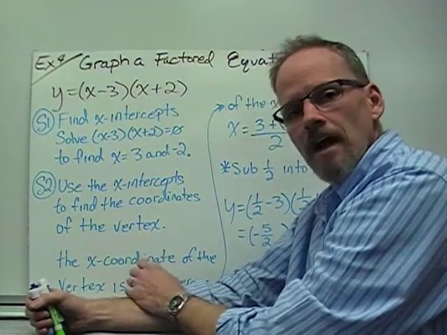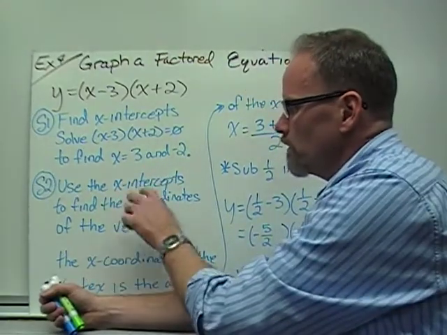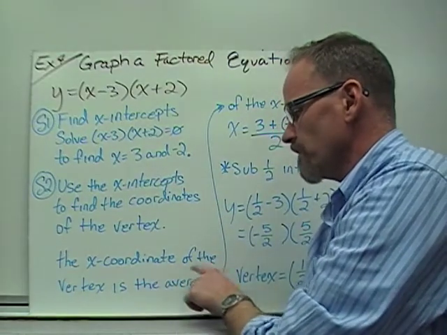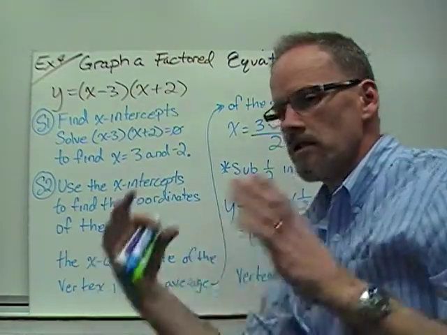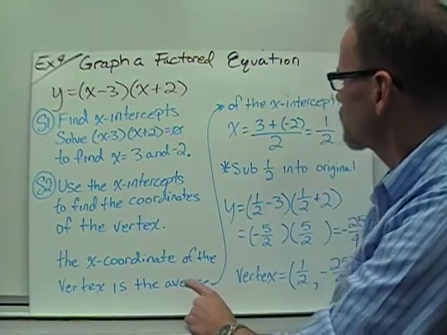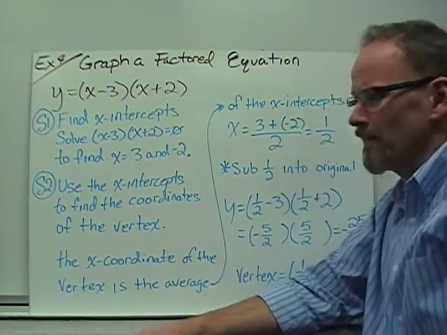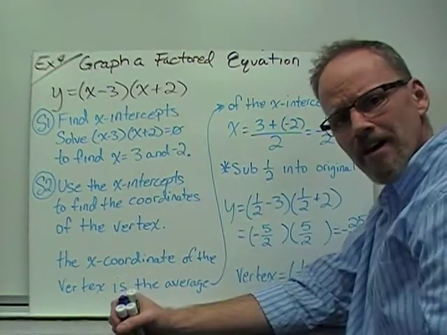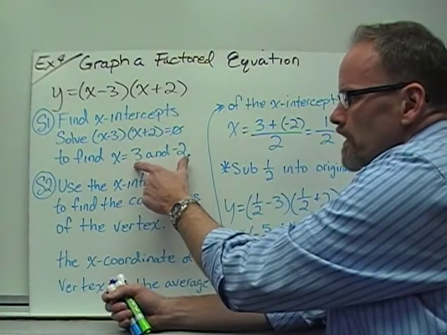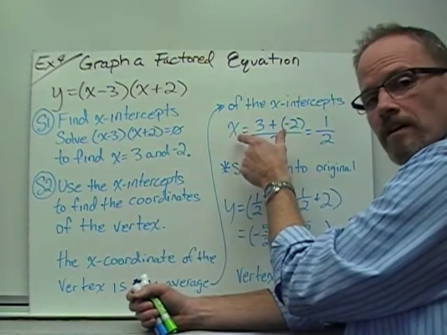The vertex, I need an x and a y. In order to use these, all I have to do is this: the x-coordinate of the vertex is the average. So the x-coordinate will be the average of the x-intercepts. This is awesome. It looks like a lot of writing right here, but wow, this goes so fast. You can take 3 and negative 2. You're going to find the x-coordinate of the vertex right here.